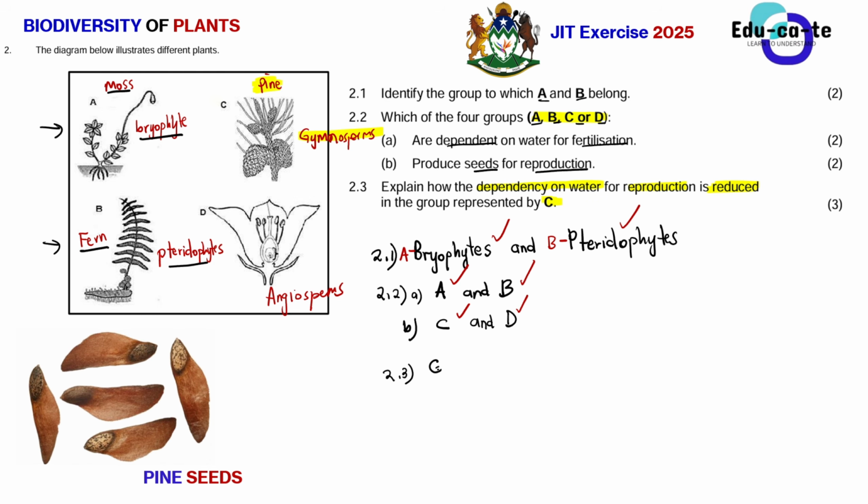So you can now answer it and say the gymnosperms produce seeds. But you are not yet done. This is 3 marks, remember, right? So the gymnosperms produce seeds. But now let's explain that these seeds don't really require water so that they can fertilize or anything like that. The seeds don't require water. How do we prove that?